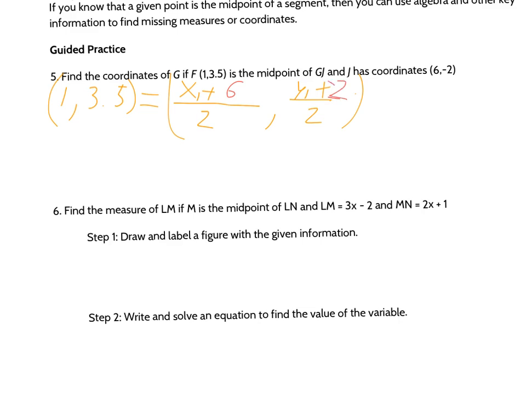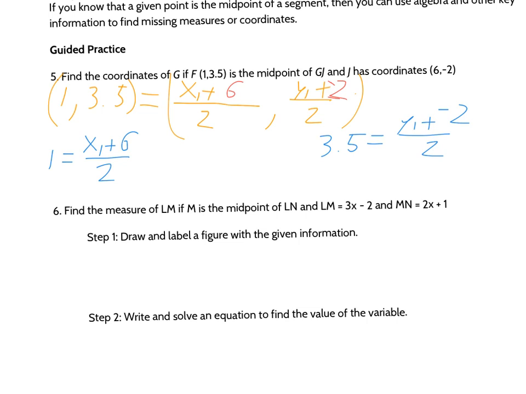All right. Now we need to break this up into two equations, because this x-coordinate is going to equal whatever this was, and this y-coordinate is going to equal whatever this was. So, rewrite our equations: 1 is equal to x1 plus 6 over 2, and 3.5 is equal to y1 plus -2 over 2.